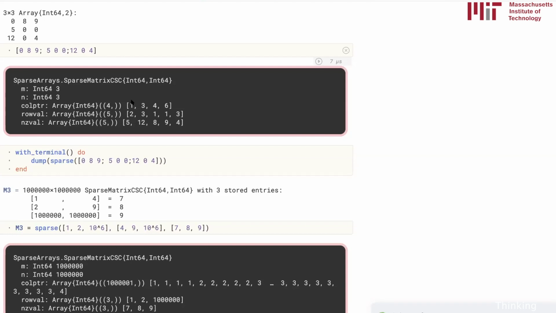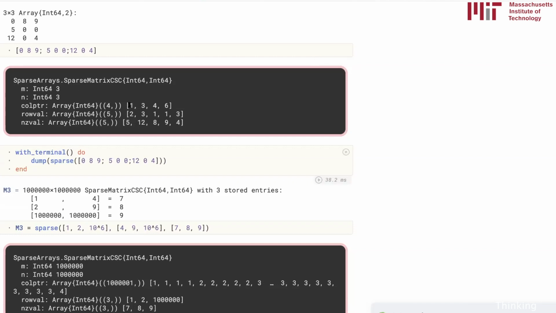So here it is. If I dump it, the M and N are easy to understand. It's a 3 by 3 matrix. And let's skip to the bottom. The non-zero values go by columns, hence the column format: 5, 12, 8, 9, 4, you see. So these are the numbers that are being stored, but there's a little bit of overhead because you have to also somehow say where these numbers are located. Well, the row index is easy to understand. This is in row 2, this is in row 3, this is in row 1, this is in row 1, and this is in row 3. So that's easy to understand.